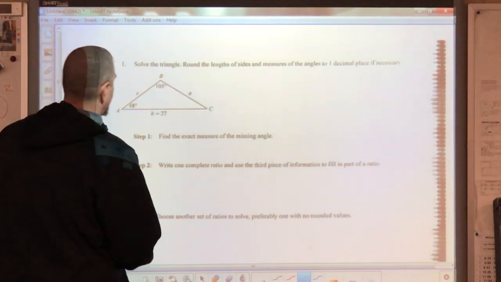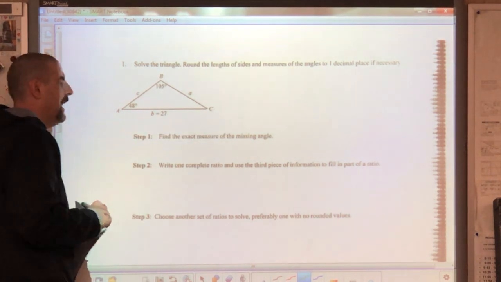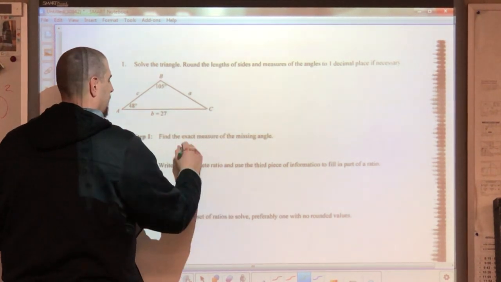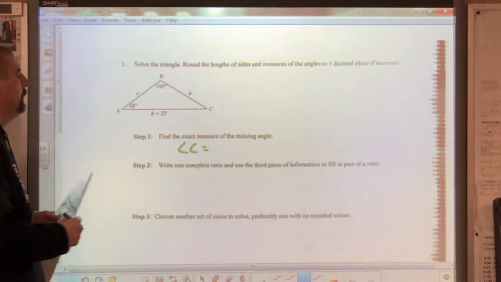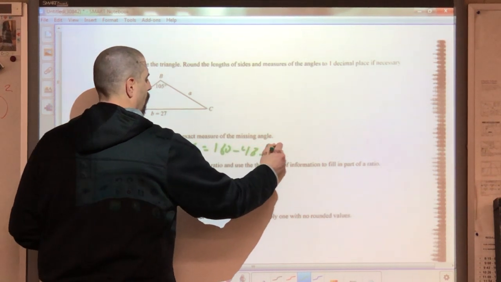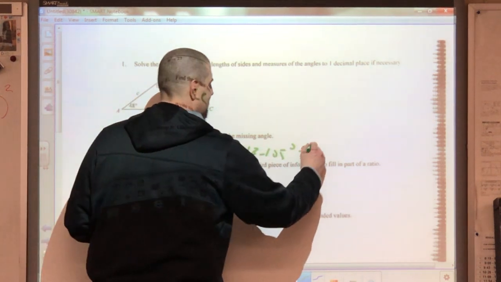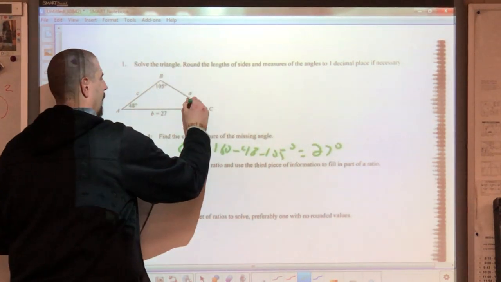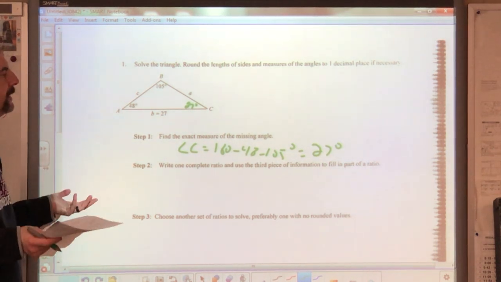Easy enough, I can find angle C. So step 1, find the angle C. How are we going to do that? We're going to take 180 minus 48 minus 105. If you do that correctly, you'll get 27 degrees. So we know that.